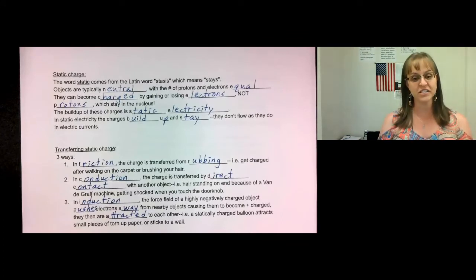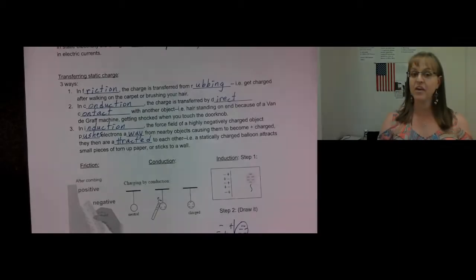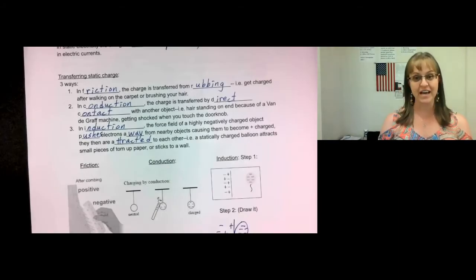In static electricity, the charges build up and stay. They don't flow. If they flow, that's called current electricity. It's a current of charge that is flowing. There are three ways to transfer static charge.